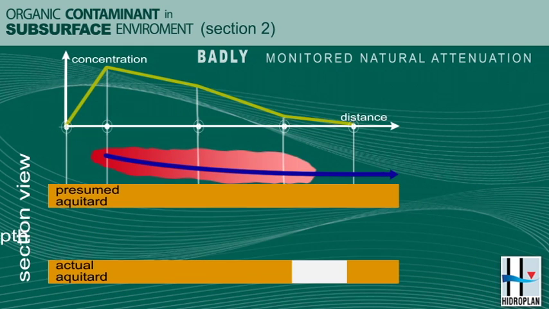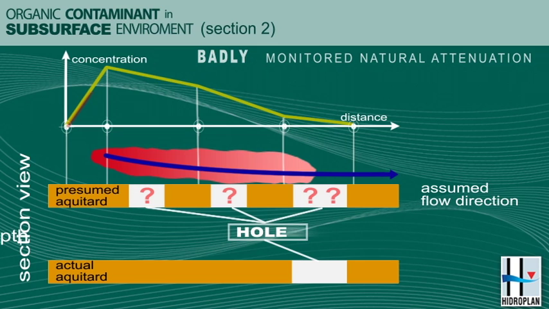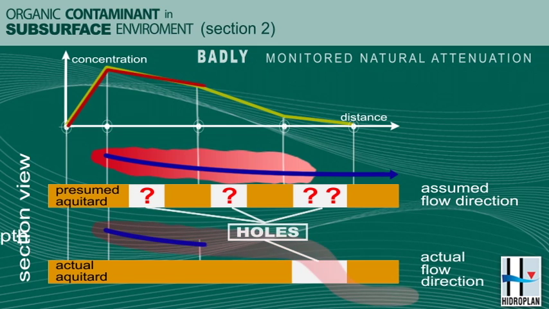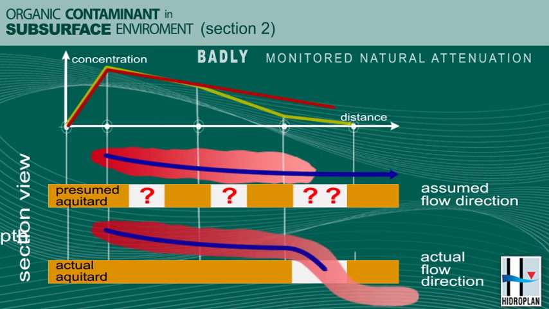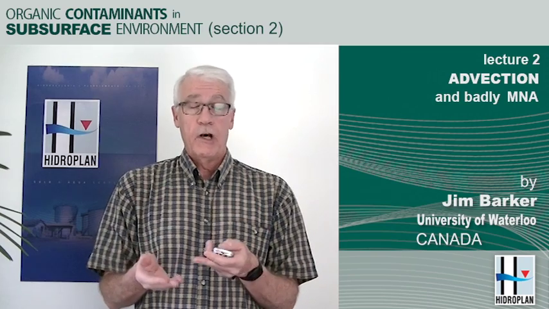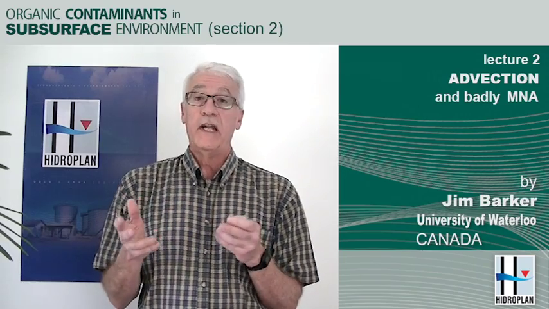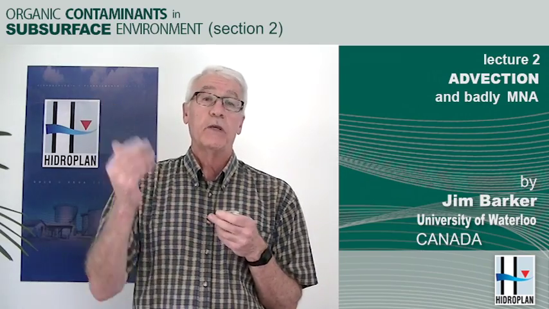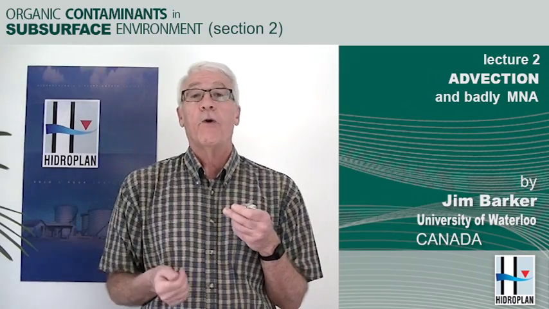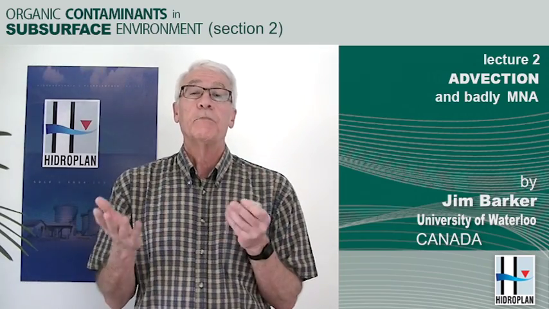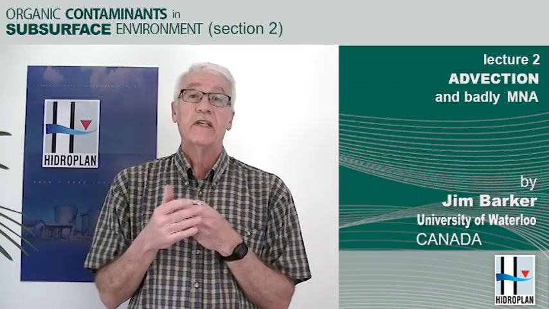The reality turned out to be that in fact the assumption that the aquitard was consistent and continuous was wrong. Subsequently, they found out there was a hole in the aquitard, and the plume actually went down into a lower aquifer. The hydrogeologists anticipated that might be the case because the vertical hydraulic gradients were downward when they measured them between the two aquifers. So there was always the potential the plume could go deeper. And in this case it did.